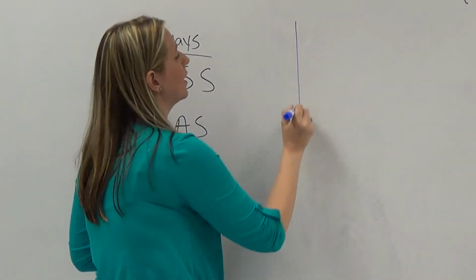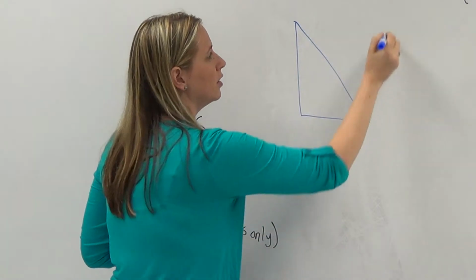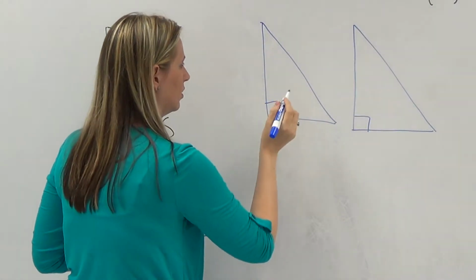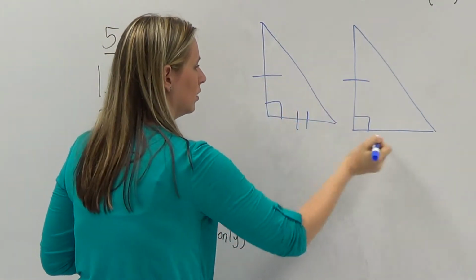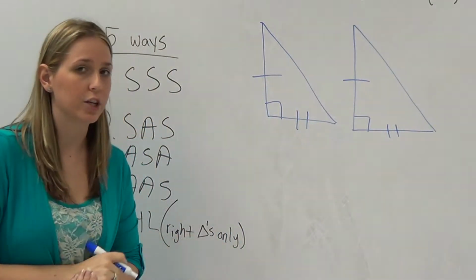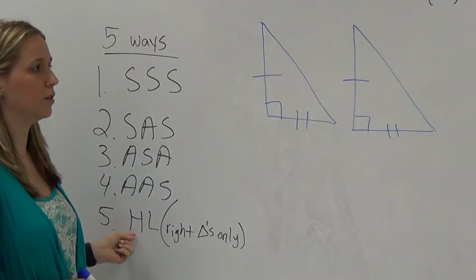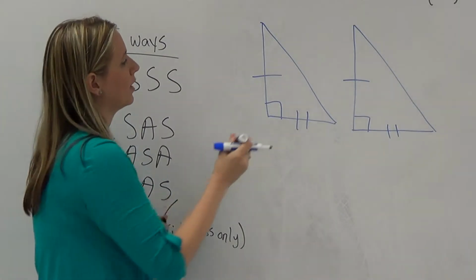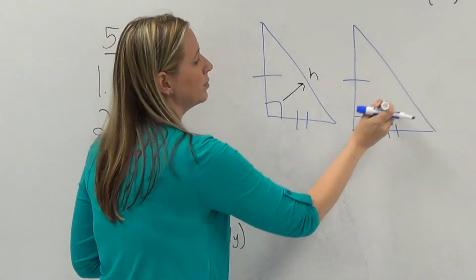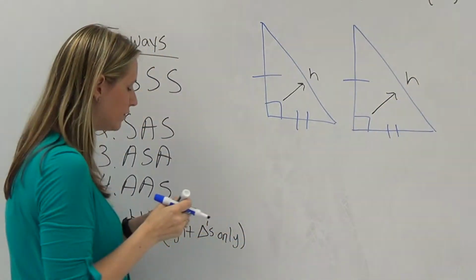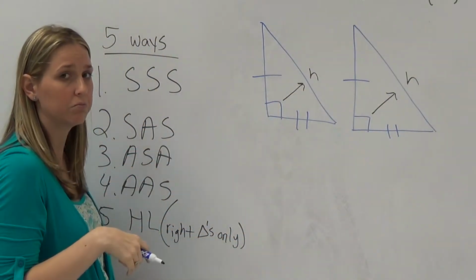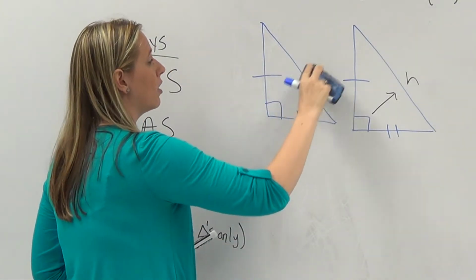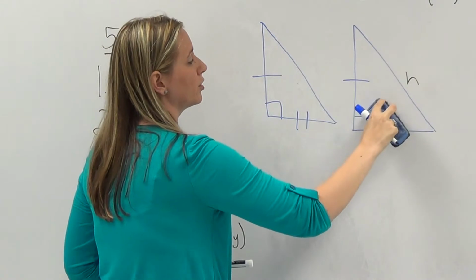So let's look at an example. So let's say I had this. Okay, think about what HL means. H stands for hypotenuse and L stands for leg. And remember, the hypotenuse is always across from the right angle. So my hypotenuse is going to be over here. Now if you look at these figures, does it show the hypotenuse to be congruent? No, so this is not HL.